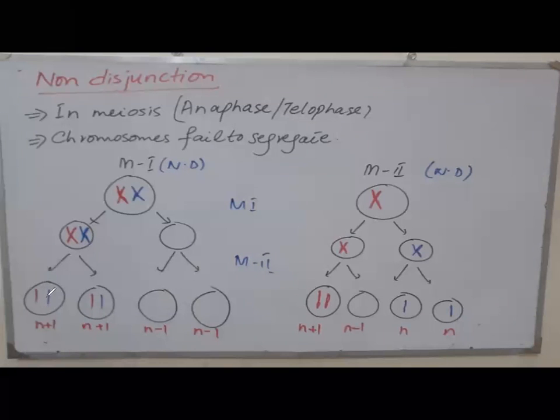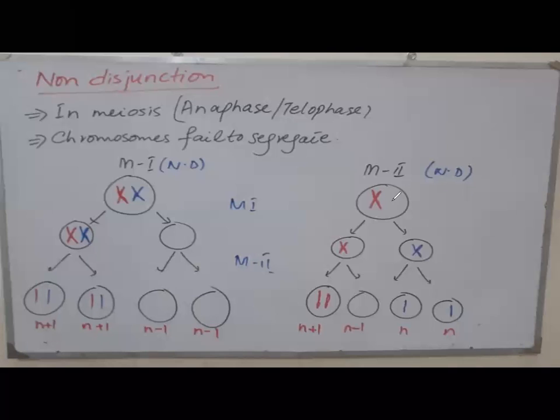So if these are gametes, what will happen? This will receive one extra chromosome. This will receive one extra chromosome. This will miss one specific chromosome. This will miss one specific chromosome. So in these gametes, we have 23 plus 1, 23 plus 1, and 23 minus 1, 23 minus 1.